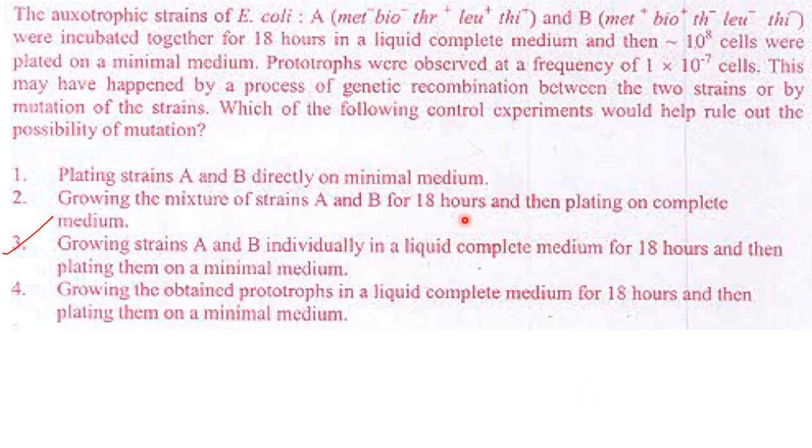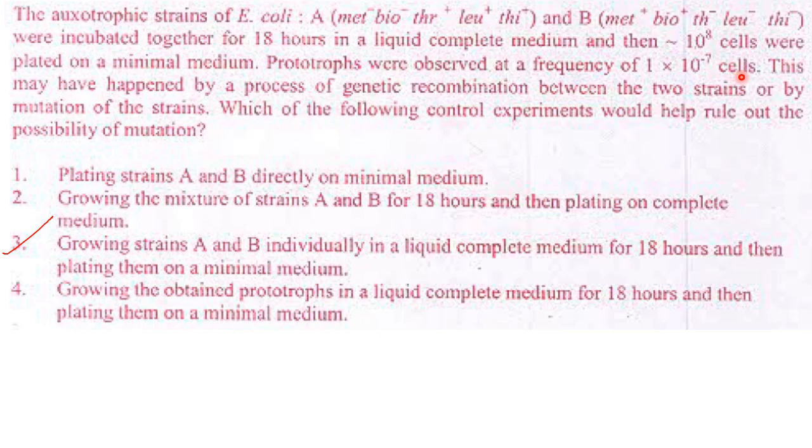The auxotrophic strains of E. coli A, that is met minus, bio minus, threonine plus, leucine plus and thymine plus, and B, that is met plus, bio plus and all the others minus, were incubated together for 18 hours in a liquid complete medium, and then approximately 10 raised to 8 cells were plated on a minimal medium. Prototrophs were observed at a frequency of 1 in 10 raised to minus 7 cells.